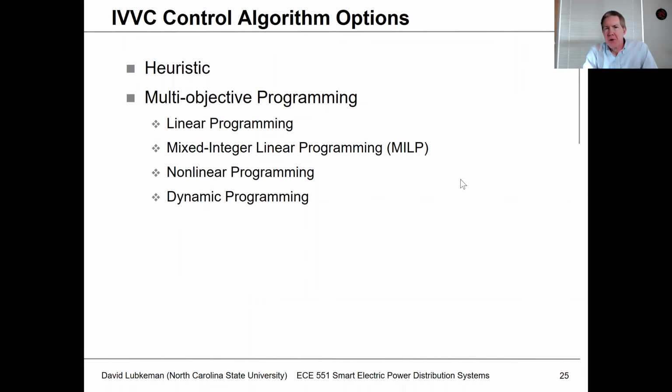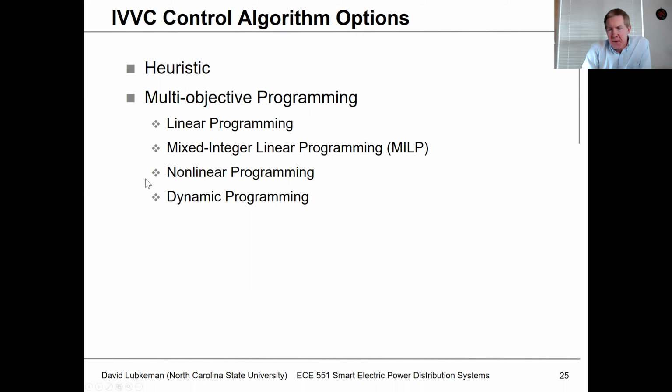So as far as control algorithm options for implementing a strategy, they could fall into two basic ways we could do this. One is to use heuristics, or rules of thumb. The other is to use optimization theory. If you haven't seen this before, don't worry about it. But basically, there are a lot of different optimization approaches.